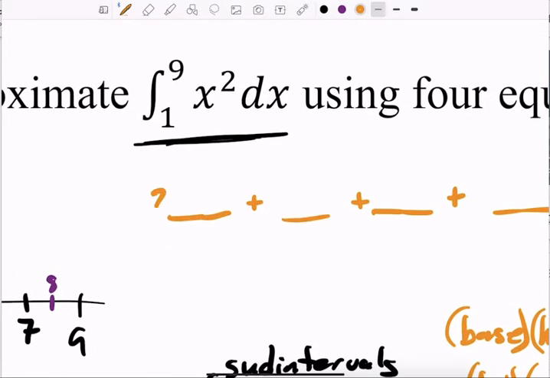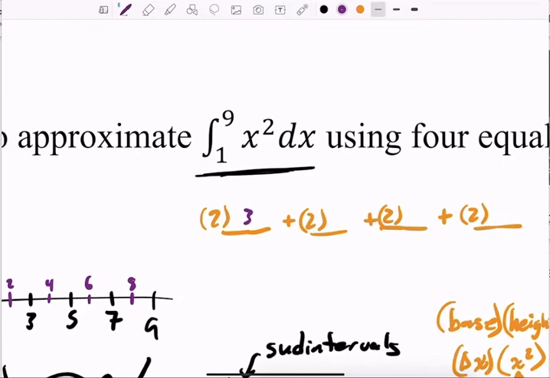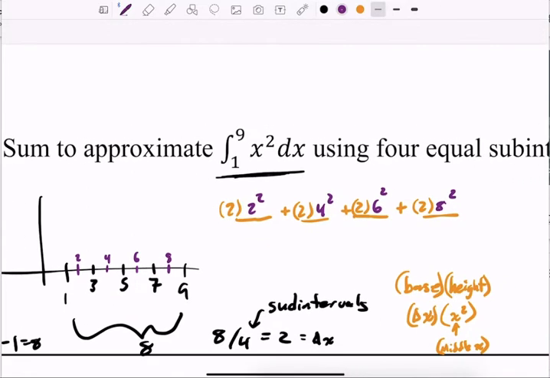So let's go ahead and put in our base. We have 2, 2, 2. Each rectangle, we have 4 of them. And then we're going to do this. We're going to say 3 squared. Was it 3? It's 3. Oh, it's 2. Oops. 2 squared. And then 4 squared. 6 squared. And 8 squared. That's how we're going to find it.